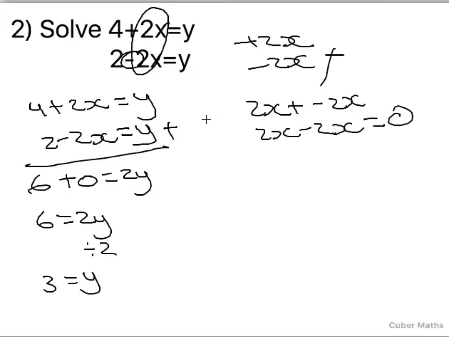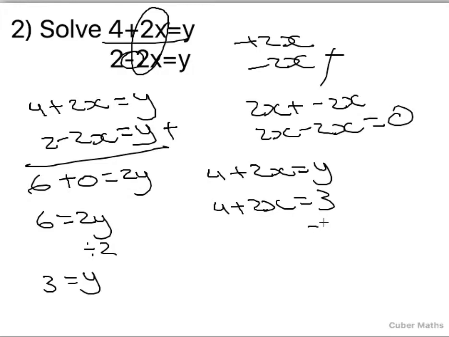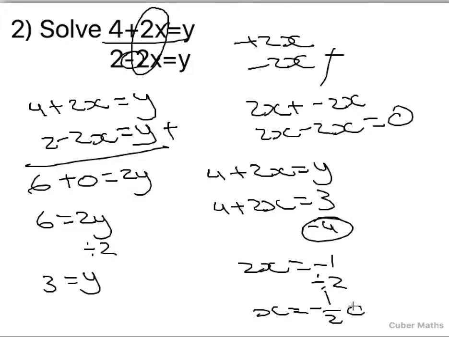Now if we substitute that back into one of our equations, and if we choose this one here, because it's got no negatives, that's going to give us 4 add 2x is equal to y. We said y is 3, so 4 add 2x is equal to 3. So if we take away 4, 2x is equal to minus 1, and divide by 2, x is equal to minus 1 over 2, or minus 0.5. So that's how we do it when we have a plus and a minus.